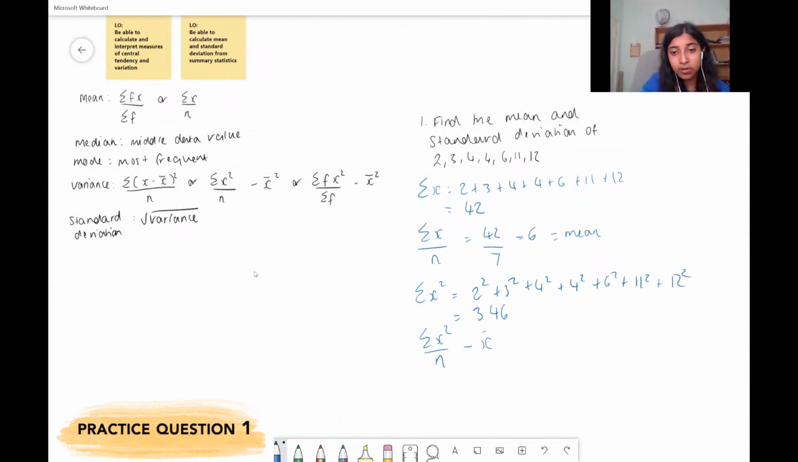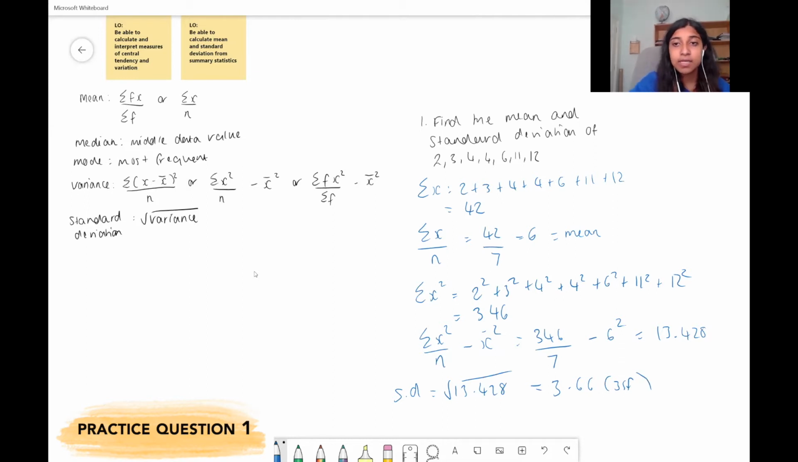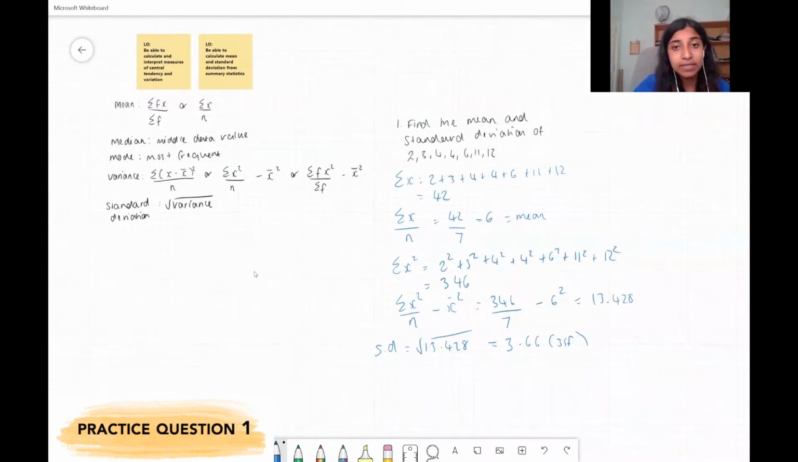And now you can do sum of x squared over n minus your mean squared. So that would just be equal to 346 over 7 minus your mean, which is 6, squared. And that's just equal to 13.428. So now your standard deviation is just equal to the square root of 13.428. Apply that in your calculator, that's just equal to 3.66 to 3 SF. So that's how you can work out mean and standard deviation for a set of values.